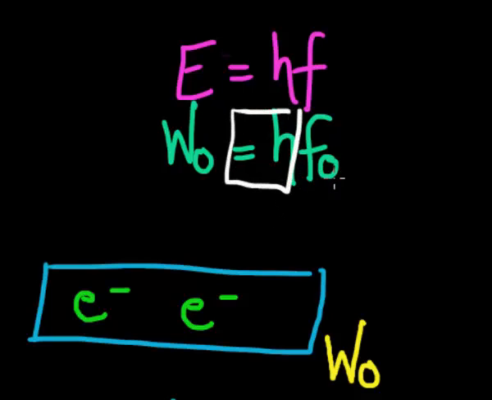So that means the threshold frequency of a specific metal can be used to calculate the work function of that specific metal. So when we refer to the minimum amount of energy, we refer to the work function, but we can also refer to the minimum amount of frequency, which indicates the threshold frequency.